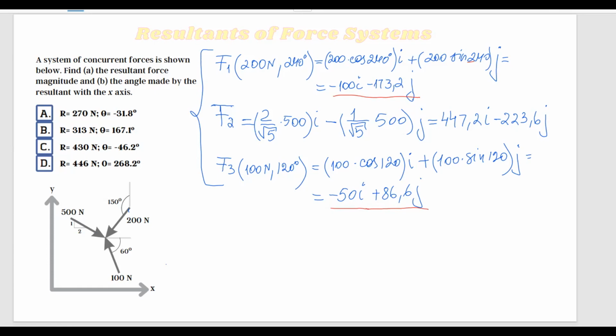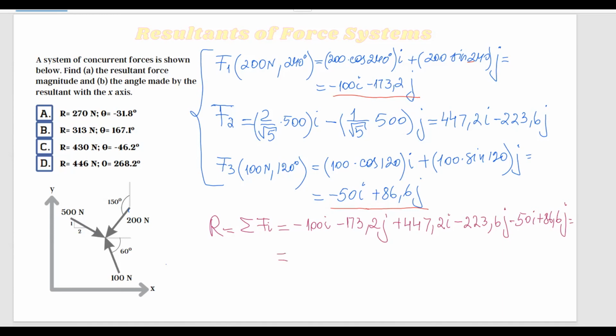Now we have to calculate the resultant force. The resultant force is going to be equal to the sum of Fi, and I will have minus 100 I minus 173.2 J plus 447.2 I minus 223.6 J. And finally, you have minus 50 I plus 86.6 J equals, let's use the calculator.